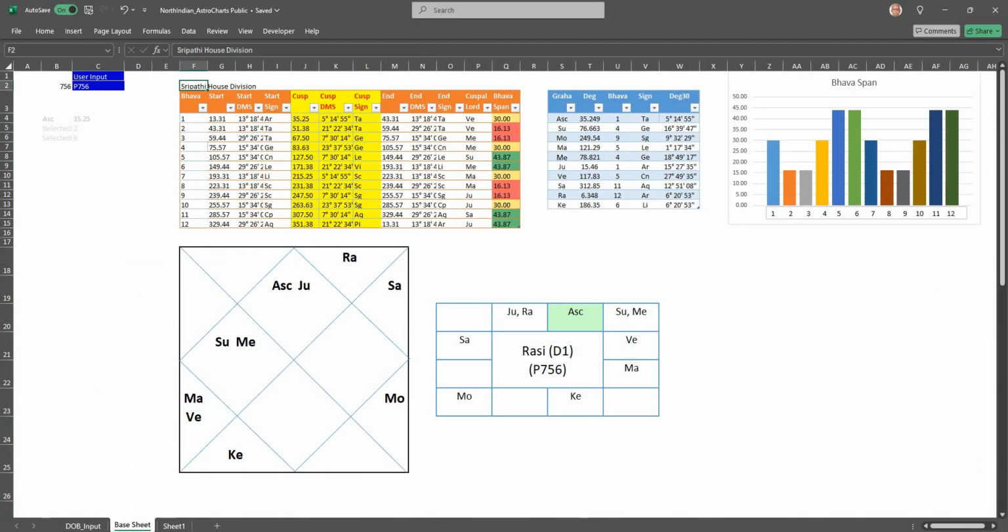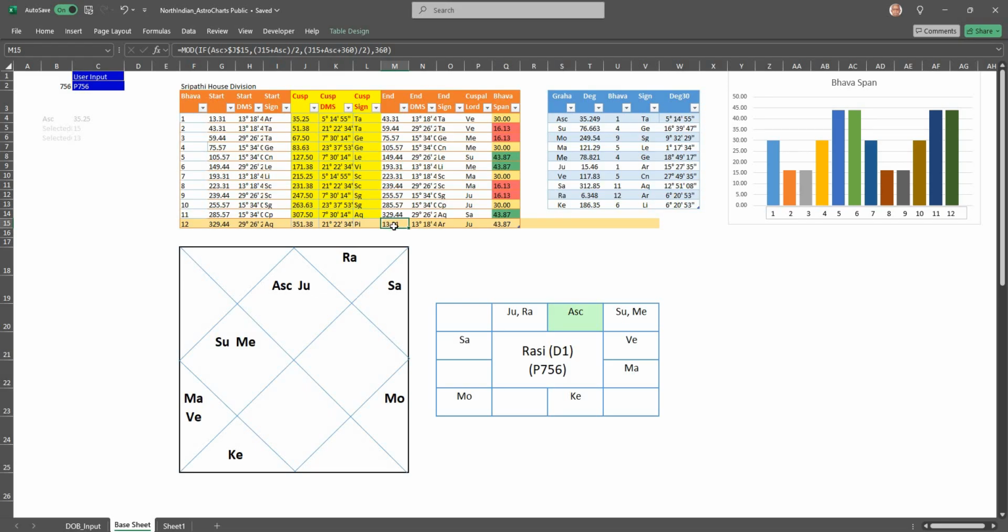So here, I pull out the name of the person you are interested in, and this Sripati house division, the cusp is what you have found, and that is pulled from the previous sheet. If I take the 12th house, this is the 12th house cusp taken from the previous sheet, and this is the middle of the 12th house. So where will the 12th house end? We have to find where the 12th ends.